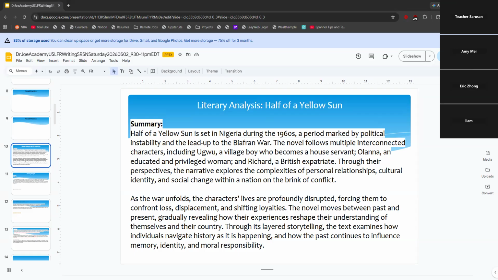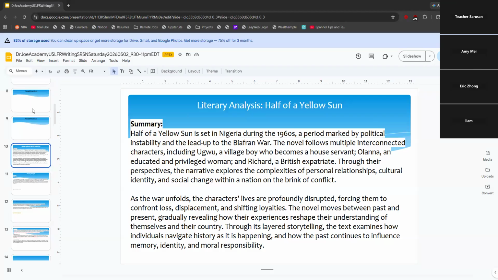As the war unfolds, the characters' lives are profoundly disrupted, forcing them to confront loss, displacement, and shifting loyalties. The novel moves between past and present, gradually revealing how their experiences reshape their understanding of themselves and their country. Through its layered storytelling, the text examines how individuals navigate history as it is happening, and how the past continues to influence memory, identity, and moral responsibility.